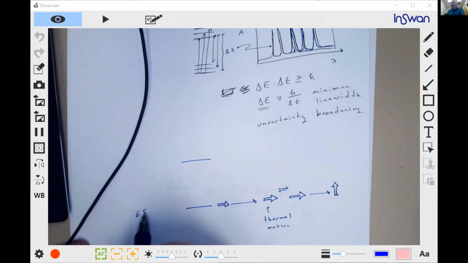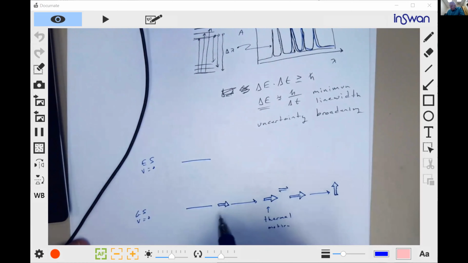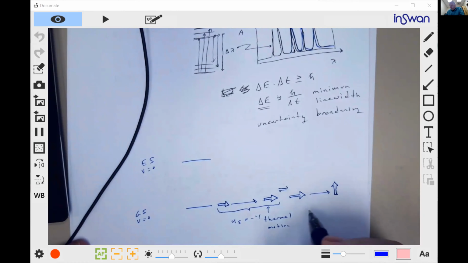This is the ground state, this is the excited state. V equals zero. And we're going from this U solvation equals minus one to this U solvation equals, now it's going to be something else, right?